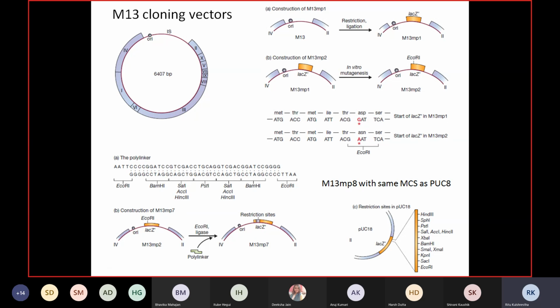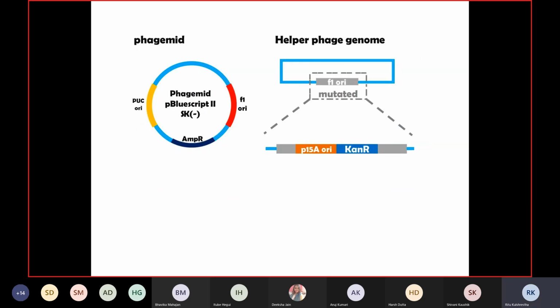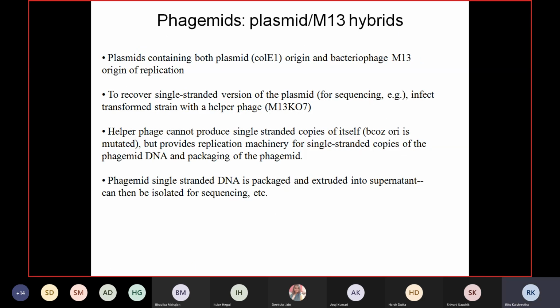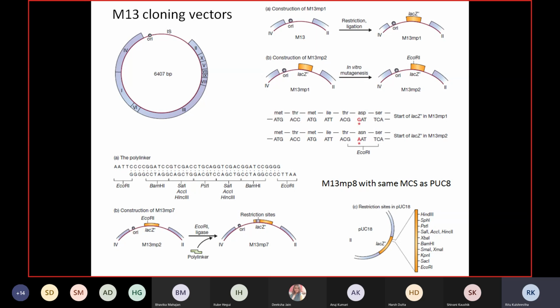But in this case, the one base mutation that was introduced by site directed mutagenesis, not many changes were happening in the LAGZ prime gene, which means finally they could introduce an EcoRI site in this particular stretch. Okay, so that was the thing about the M13 cloning vector.